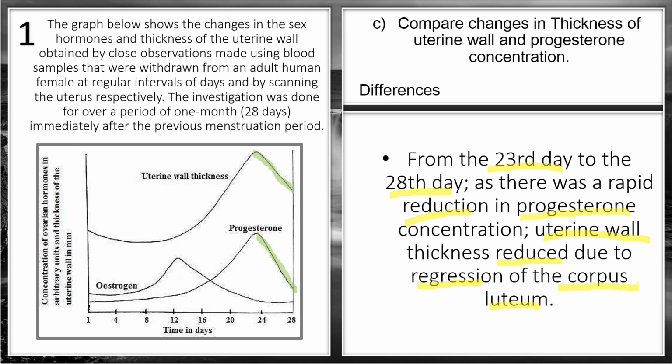The reduction in the progesterone was brought about by the regression of the corpus luteum. When the corpus luteum regresses, that means there is a reduction in the production of progesterone. And when the progesterone concentration reduces, then the uterine wall is also going to reduce.